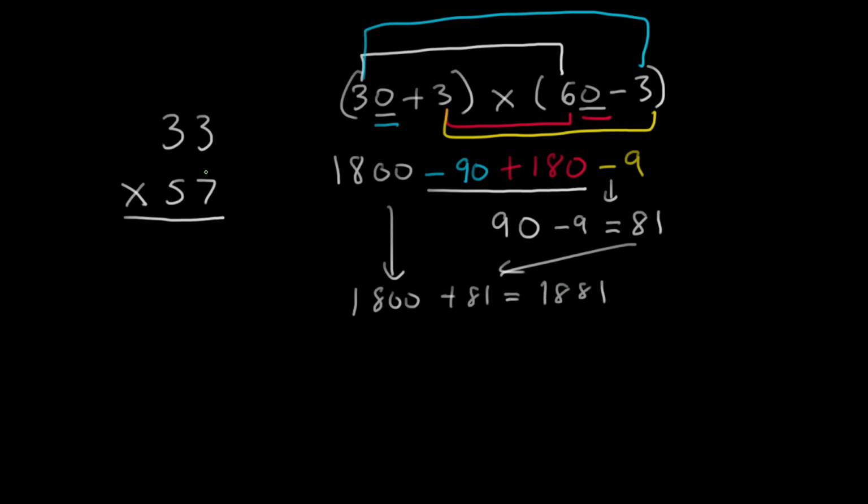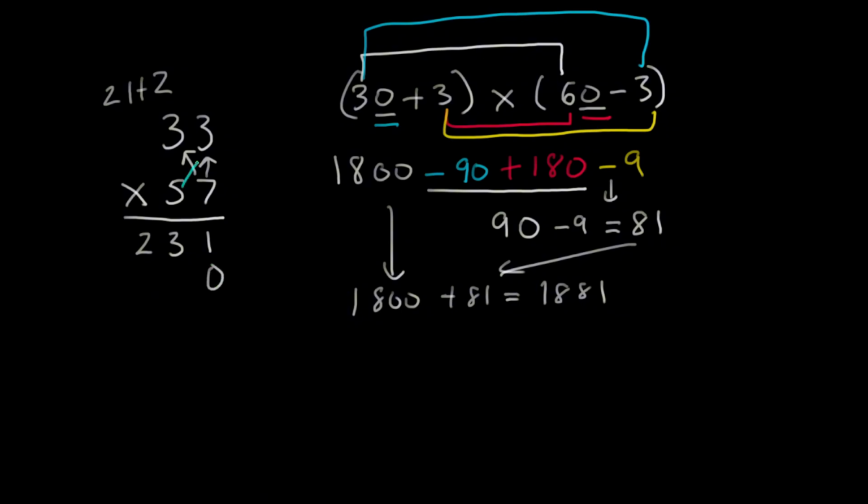Now let's try this question again using long multiplication. 7 times 3 is 21. Put the 2 up here, the 1 down there. 7 times 3 is 21 again. 21 plus 2 is 23. Put the 23 here. Add a placeholder 0.